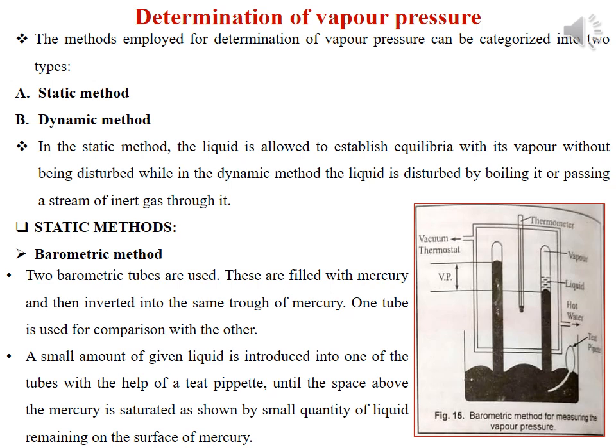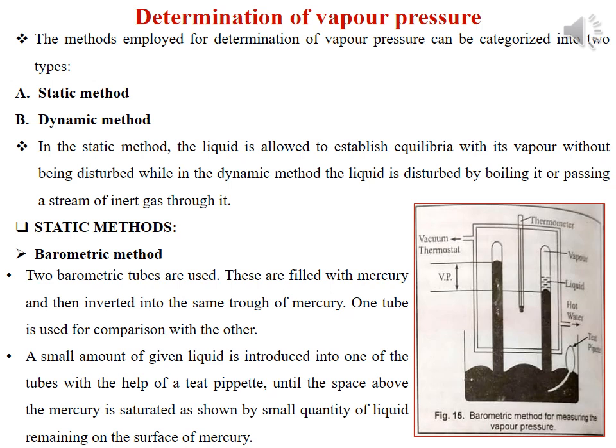First, we will discuss the static method. Under the static method, the first method is the barometric method. So this is the picture for the barometric method for measuring vapor pressure. In this method, two barometric tubes are used. These are filled with mercury.